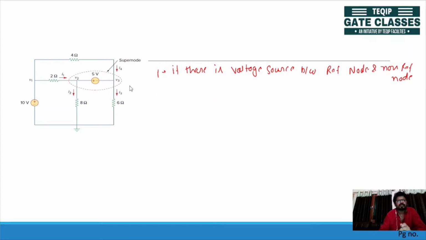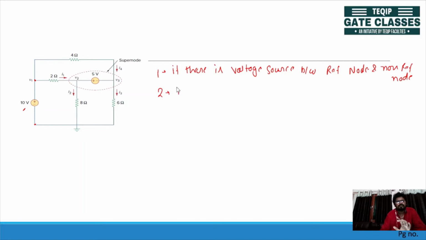Why? Because if we have a voltage source between the reference node and a non-reference node, like this 10 volt, here we have a non-reference node, the V1, and we have the reference node here. So if there is a voltage source between the non-reference node and the reference node, the value of this non-reference node will be the same as the voltage source. So our V1 is clear, that is 10 volt. So this is not basically a difficulty, it will ease our circuit solving. But the second thing is the difficulty.